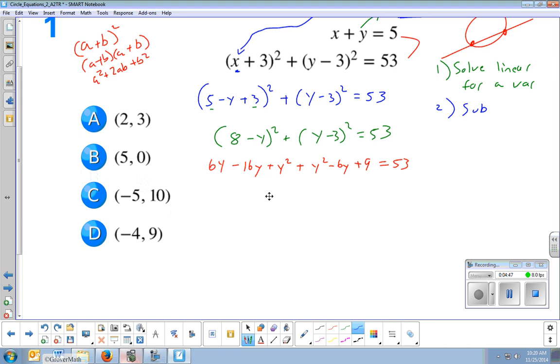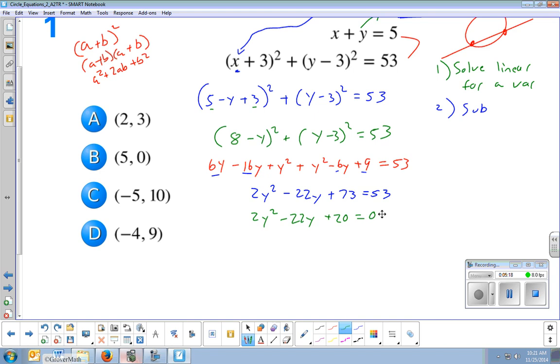Combining like terms, we have 2y squared. Between the -16y and -6y, we get -22y. And between your 64 and your +9, you have positive 73, and that equals 53. Set it equal to 0, and it's going to be 2y squared minus 22y plus 20, from when you subtract 53 over.